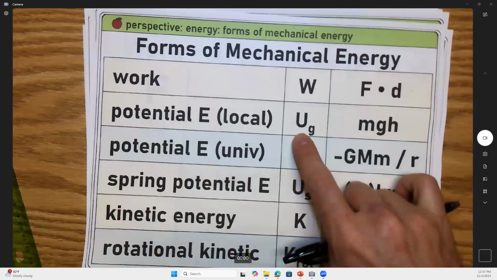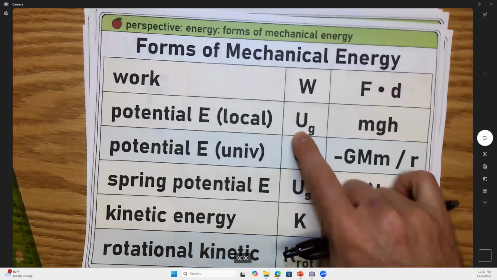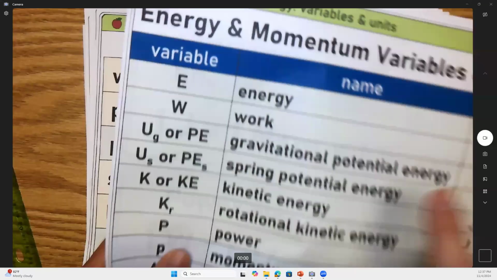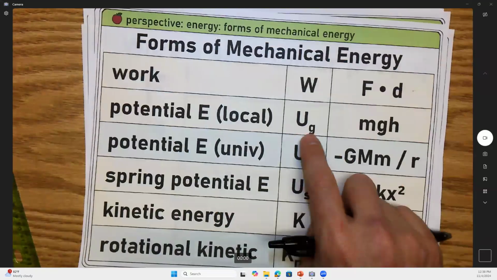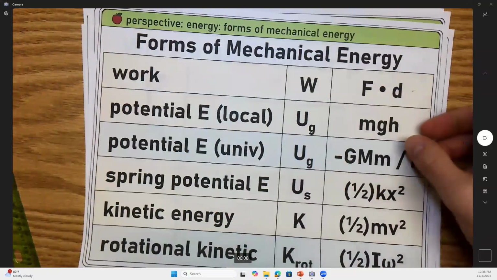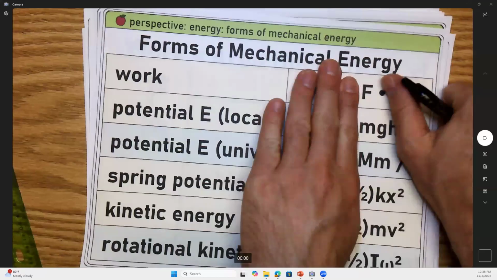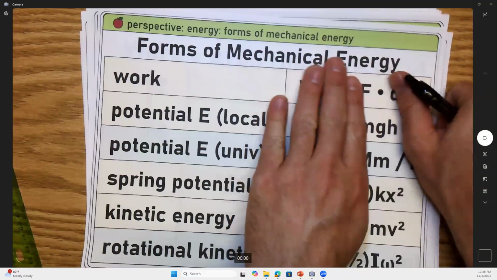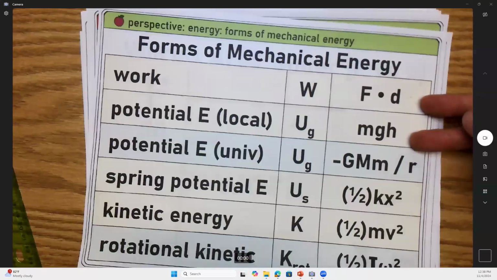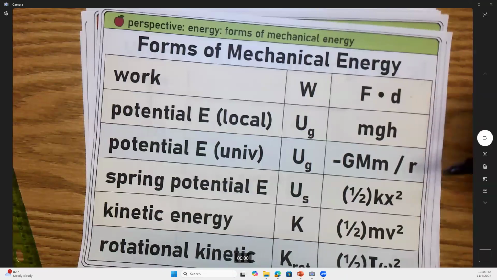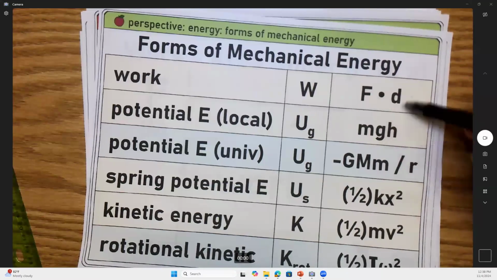I'm usually going to use capital U, although sometimes you see it as PE. If you see PE or capital U, think potential energy, right? And look at this. The force I lifted it with was equal to its weight, mg, and the distance I lifted it is the height. Do you see that mgh falls straight out of F times D? This mg is like this F, and this h is like this D.